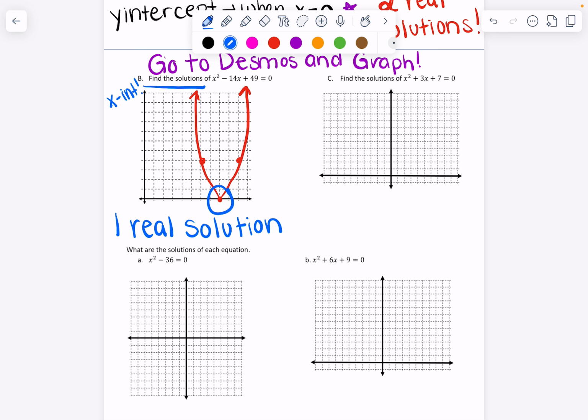For the next function, we had something like this. Again, totally not perfect, but I wanted you to see where our solutions were. So for this one, how many times do we cross the x-axis? Not at all. So this one has no solutions. The solutions can only be found as x-intercepts, and sometimes there are no x-intercepts. That's okay. We would just say no solutions.